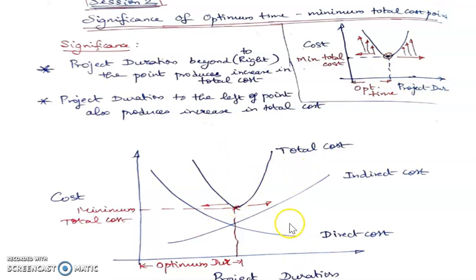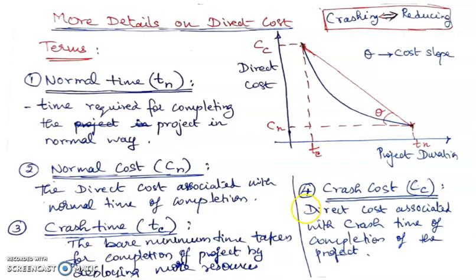So what is to be understood here is that the time taken for completion of the project based on CPM analysis is not the best time. We have to identify the best time by integrating the cost of the project with the time of completion and arrive at this point called the optimum time, minimum total cost point. So that's the significance of this particular topic. Right. Now for finding out the best time of completion which will incur a minimum total cost, we need to see some more details of direct cost.